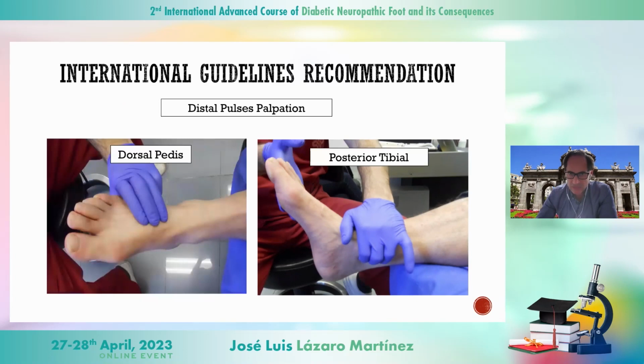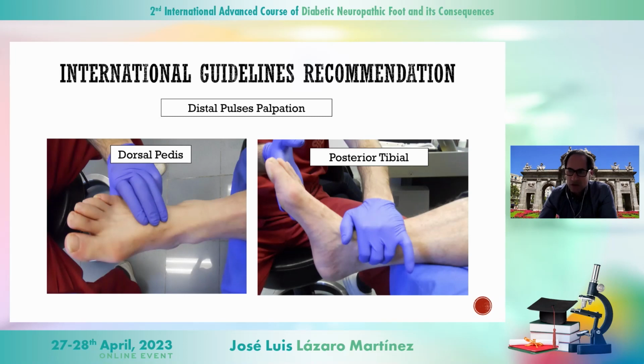What is the recommendation of the international guideline? Very simple: distal pulse palpation. This is something very useful, something that everybody can do in any setting, and every healthcare provider who sees patients with diabetes has to do it. You have to palpate the dorsalis pedis and posterior tibial artery. And if the patient doesn't have any of these pulses, you have to consider them ischemic. It doesn't matter what the level of the ischemia is.